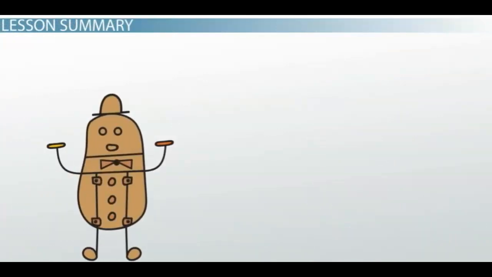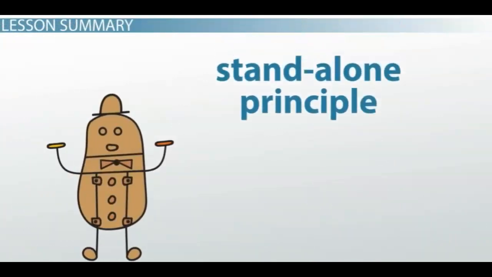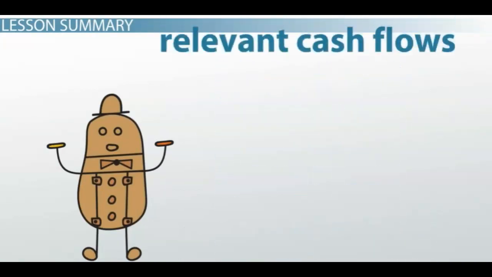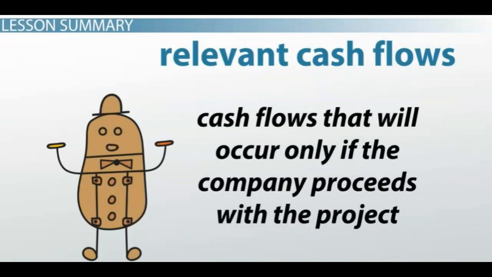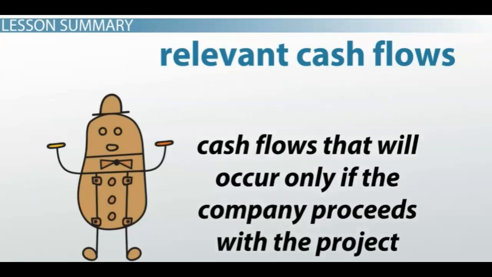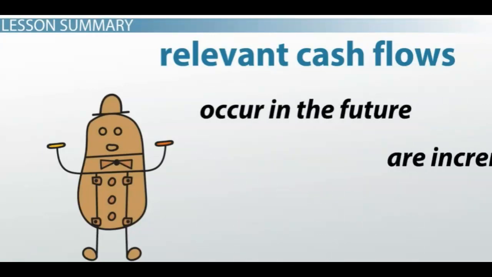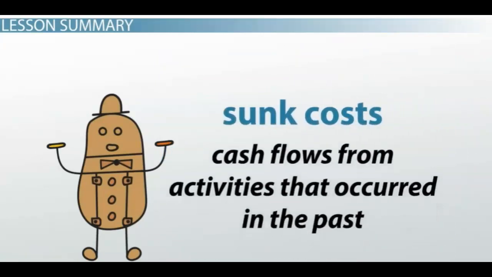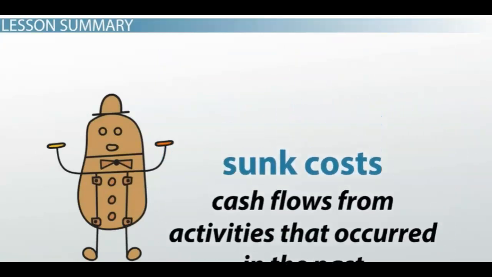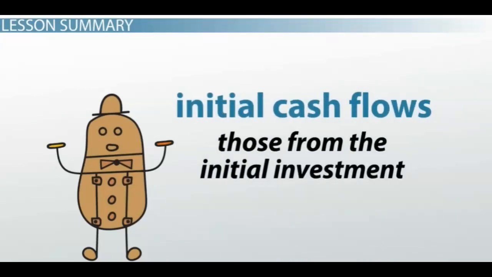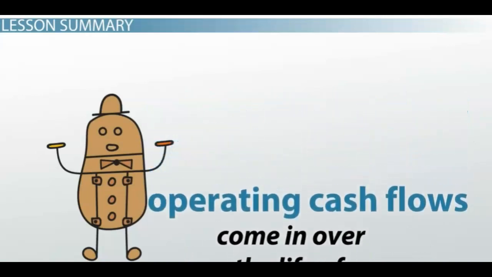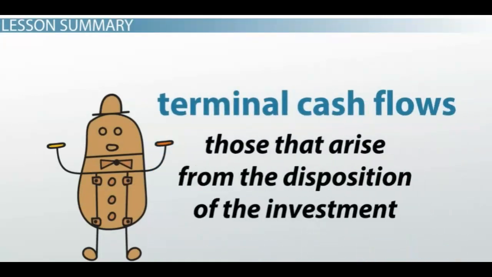When a business is contemplating a new project, the standalone principle states that only cash flows for that project should be considered. Specifically, relevant cash flows, or those cash flows that will only occur if the company proceeds with the project or investment, must be considered. Relevant cash flows will occur in the future and are incremental. Cash flows from activities that occurred in the past are sunk costs, or not relevant to the decision. Initial cash flows are those from the initial investment, operating cash flows come in over the life of the project, and terminal cash flows are those that arise from the disposition of the investment.